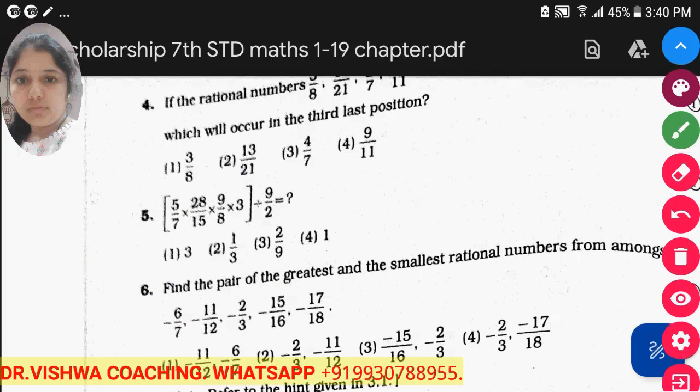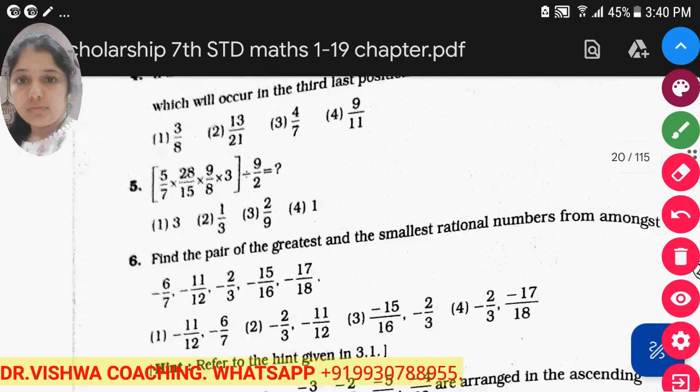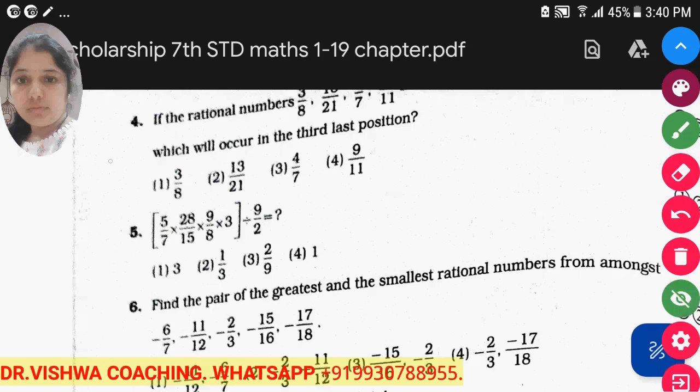Again the same thing is there. You have to arrange the rational numbers, and identify the number which comes at the third position. So this is for your homework. Okay. Now I will solve this one.